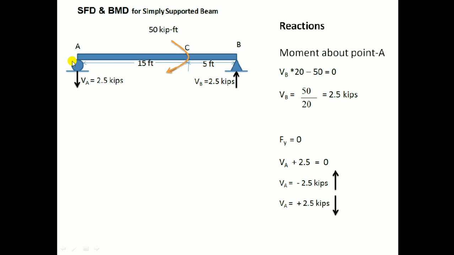Taking moment about point A, VB is upward, so this VB creates the counterclockwise moment, taken as VB into 20 span, minus 50, which creates the clockwise moment. Thus we can find out VB is equal to 2.5, and by taking Fy equal to 0 we can find out VA is equal to 2.5 downward. VB is acting upward and VA will act downward, because here only a moment is acting on the beam, no other force is acting. So one will be upward, the second will be downward.